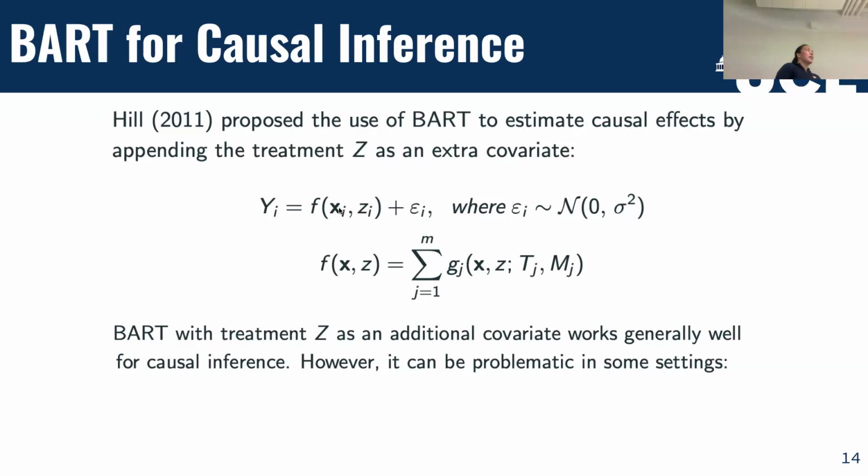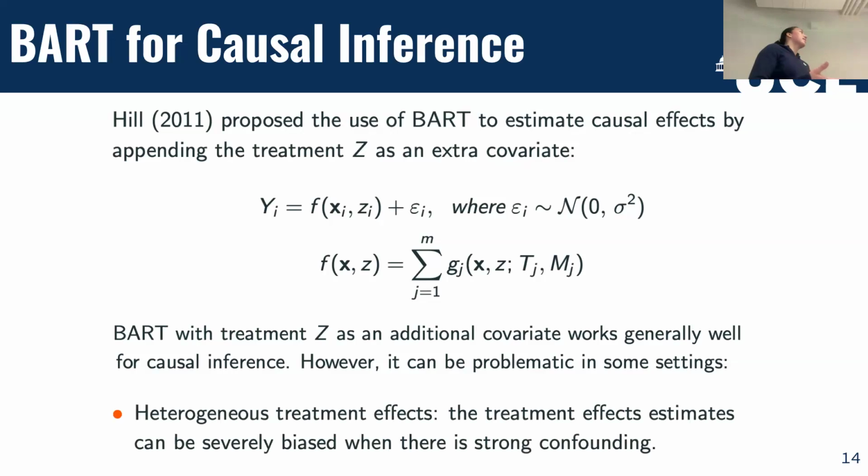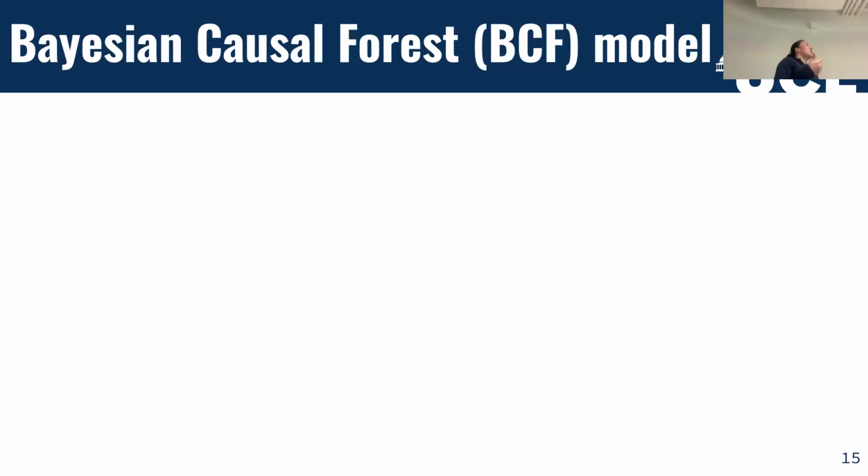However, BART with treatment Z as an additional covariate works generally well for causal inference, but it can be problematic in some settings. And these are exactly the settings that we're interested in: when we have heterogeneous treatment effects, the treatment effect estimates can be severely biased when there is strong confounding. And sometimes we might not even know whether we have confounding or not, because it might be unobserved. So what then can we do?